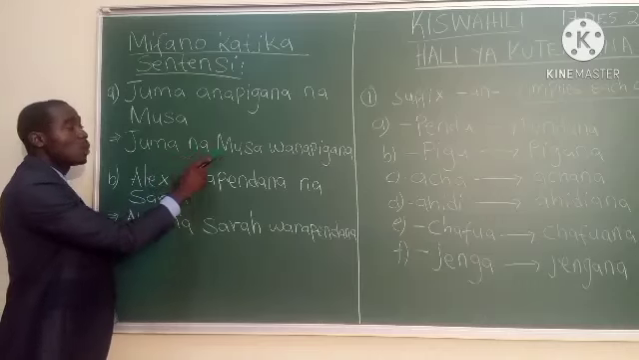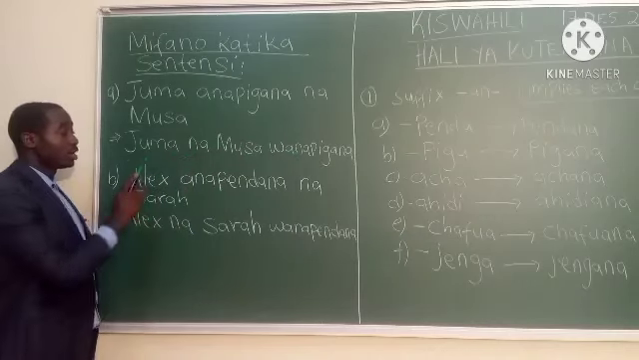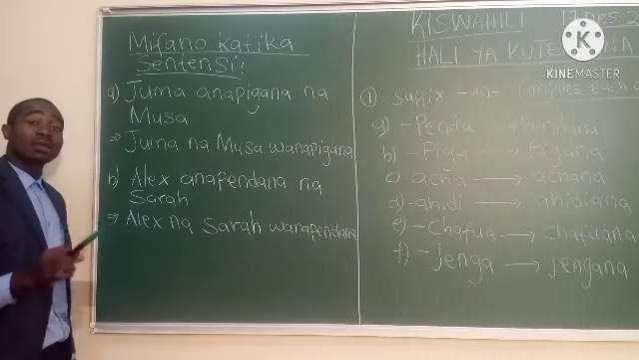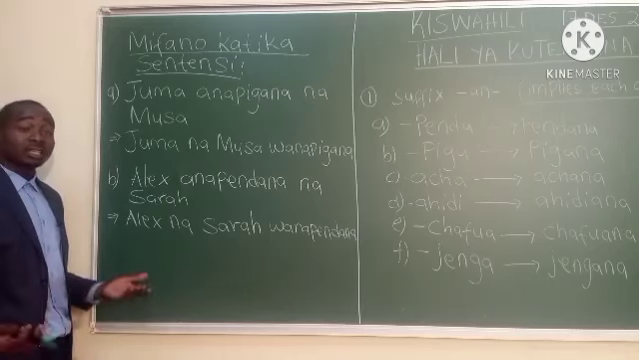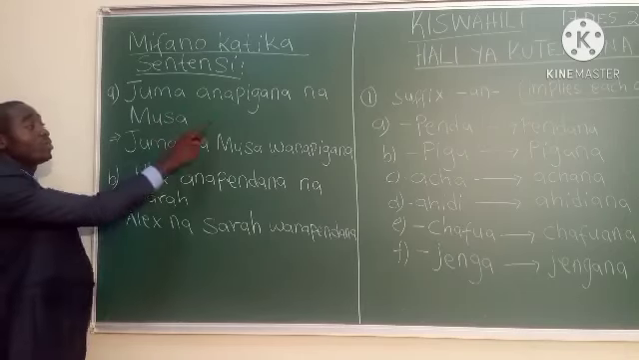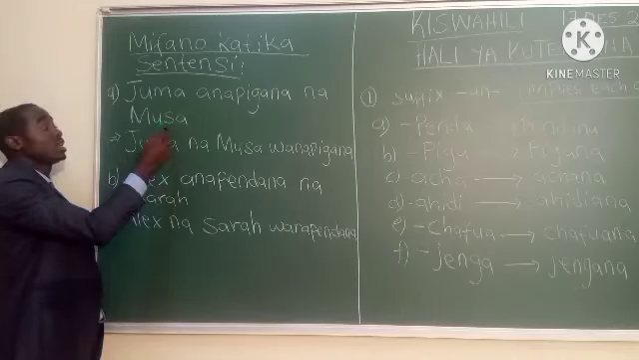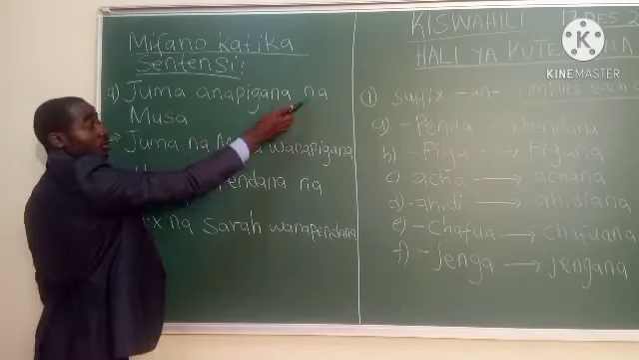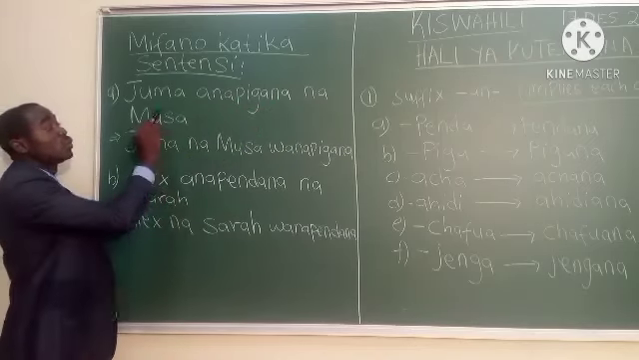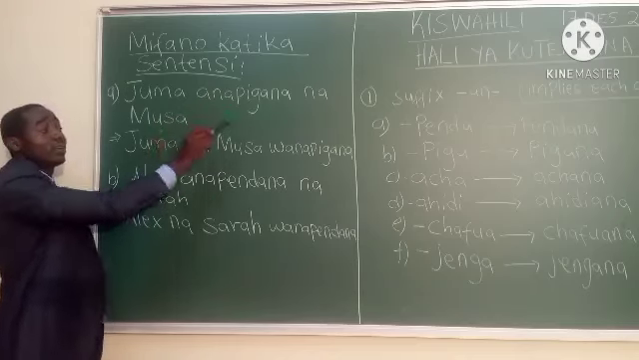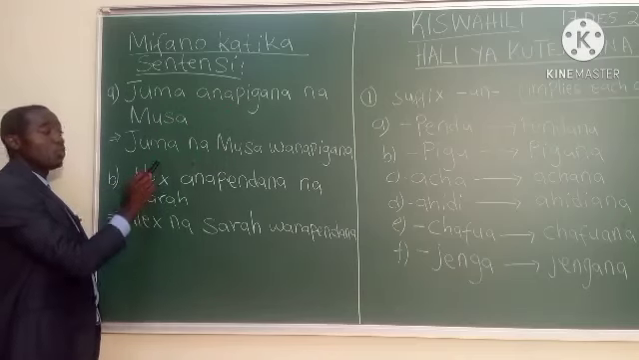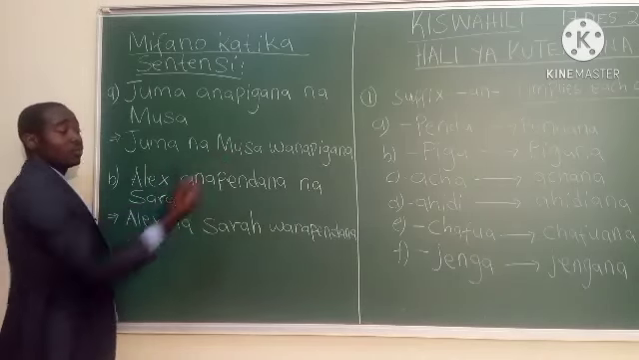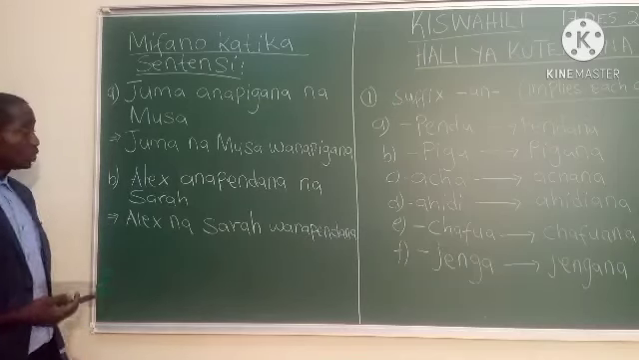Juma na Musa wanapigana. Juma and Musa are fighting or are hitting each other. So just remember, when you say Juma anapigana, then when the second person comes after this one, remember to put this na between them, so you can join them. Juma anapigana na Musa, Juma is fighting with Musa, and here Juma na Musa wanapigana, Juma and Musa are fighting. You can see how the notion is being brought here.